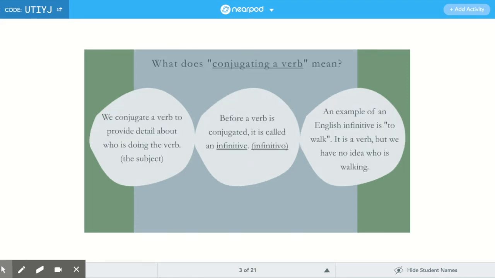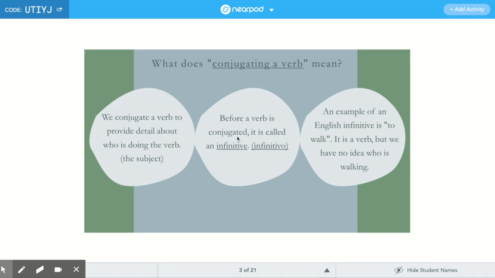What does conjugating a verb mean? Well, we conjugate a verb to provide detail about who is doing the verb. So we've talked about this before. This is the subject. So in English, as well as in Spanish, every sentence has a verb. It has an action. But we need to know who the subject of the sentence is in order to know who is doing that verb, who is doing that action.